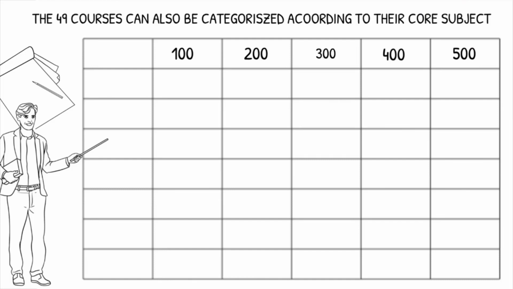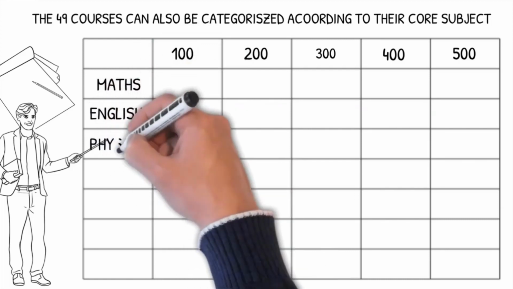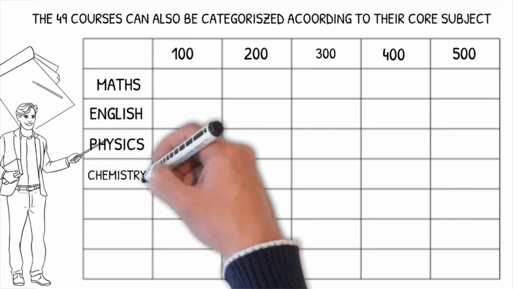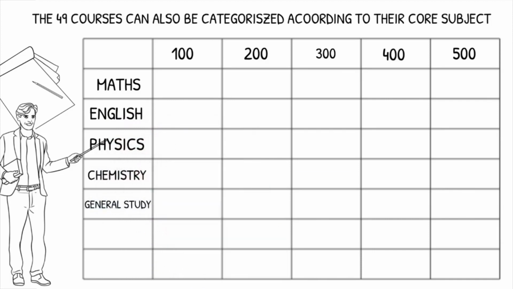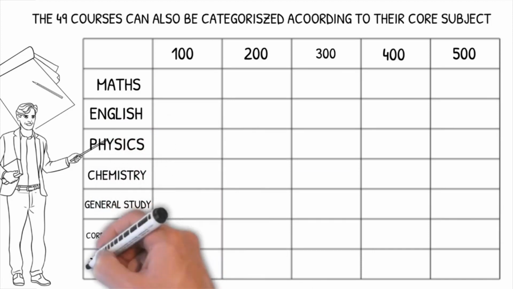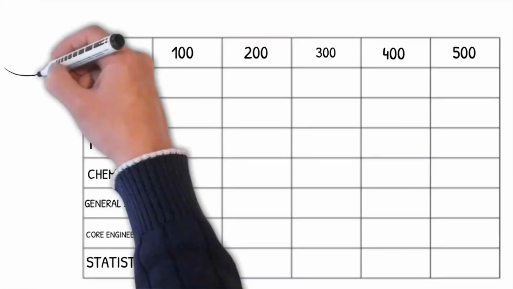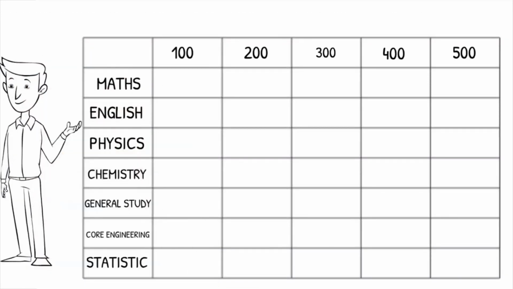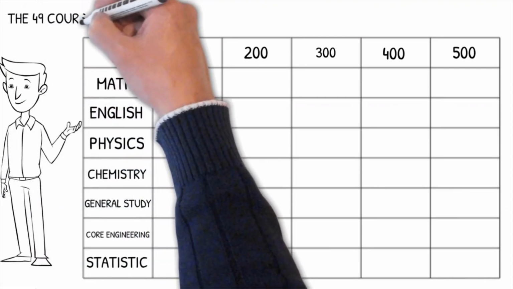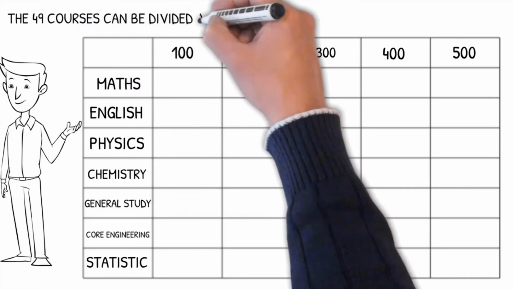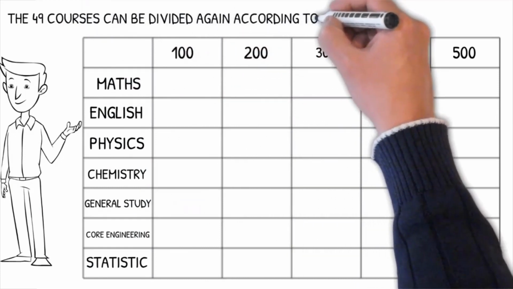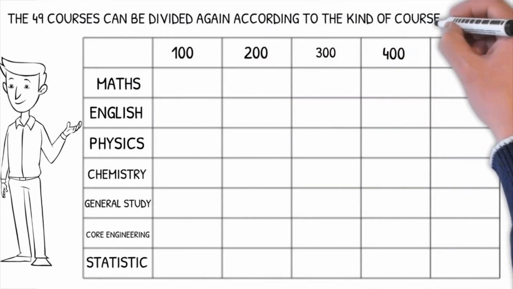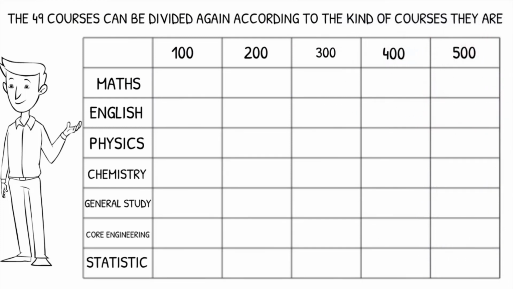For example, out of the 49 courses, some of them are maths courses, some are English courses, some are physics courses, some are chemistry courses, some are general studies courses, and some are core engineering courses, some are statistics courses. So what this means is that the 49 courses can actually be divided again according to the kind of courses that they are.